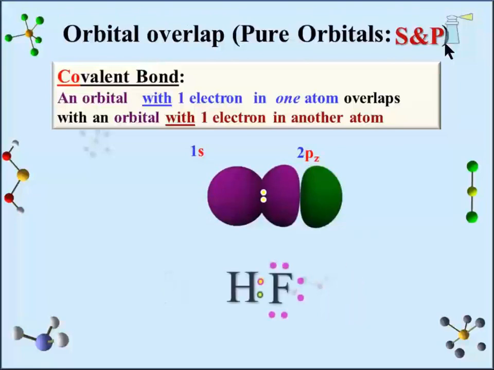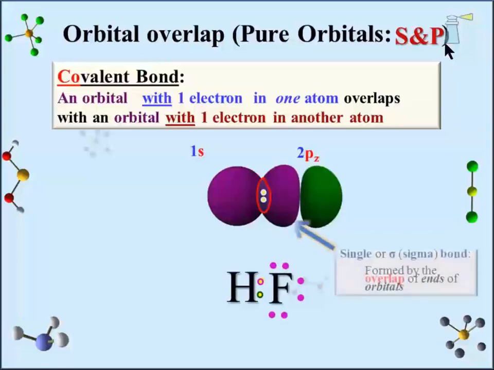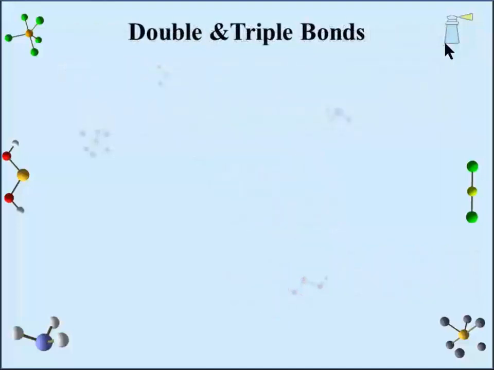The compound HF is formed. There's a region of overlap indicating a single or sigma bond. Generally, this is a sufficient level of understanding of bond overlap in covalent bonds. Another topic in covalent bonding is the double and triple bonds.